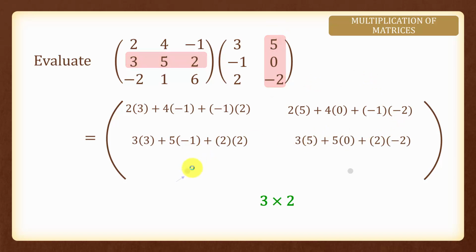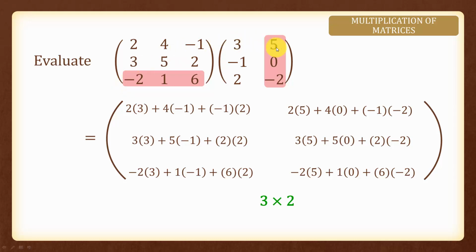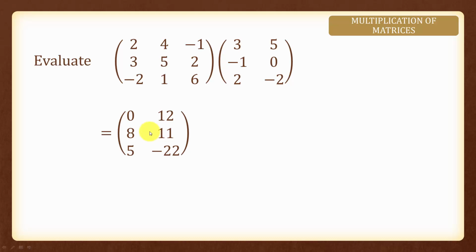To find the elements in the third row, first column, we'll multiply the elements in the third row with the corresponding elements in the first column. And we will have this. Finally, to find the elements in the third row, third column, we multiply the corresponding elements in the third row with the third column. And we will have -2 times 5 plus 1 times 0 plus 6 times -2. Simplifying, we will have this matrix here. And we will have evaluated the multiplication of these two matrices here.